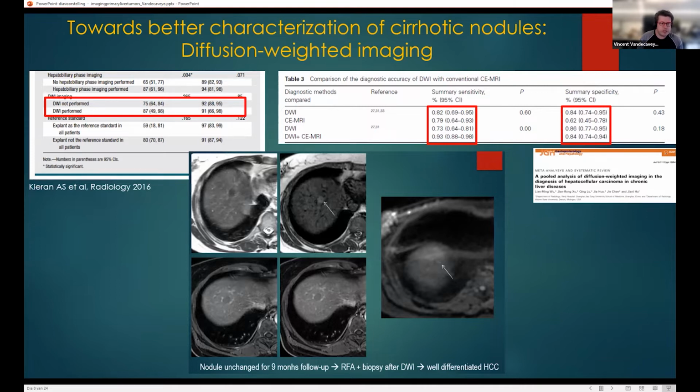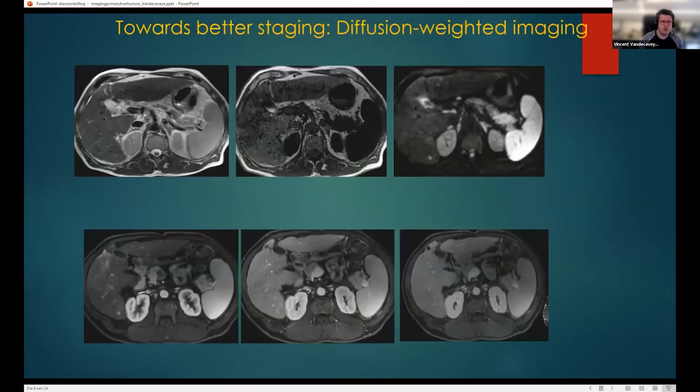What is the advantage of the diffusion-weighted MRI? As you can see, when combined with the contrast MRI, it increases sensitivity and specificity, and really, very importantly, for hepatocellular cancer smaller than 2 centimeters. This is not only for detection of hepatocellular cancer.